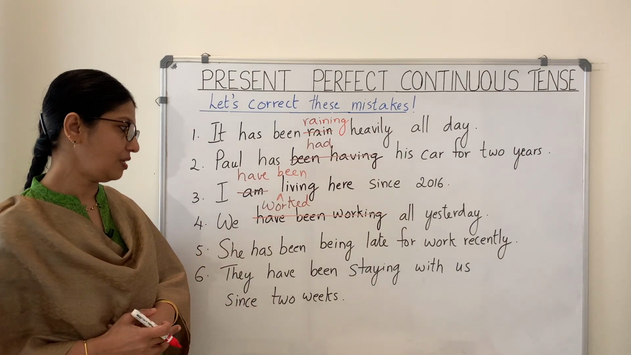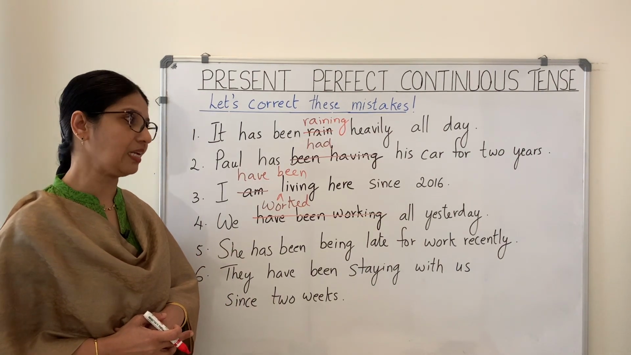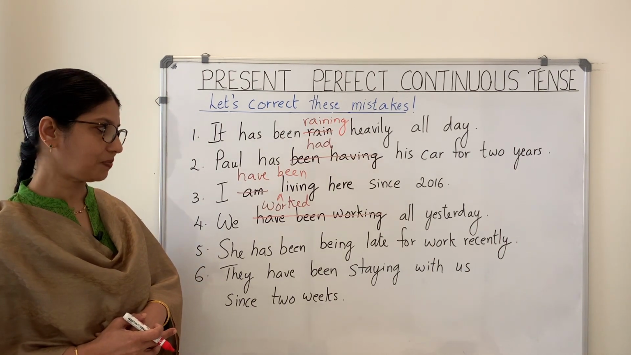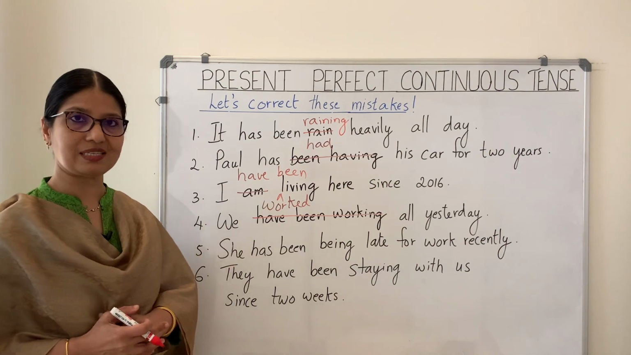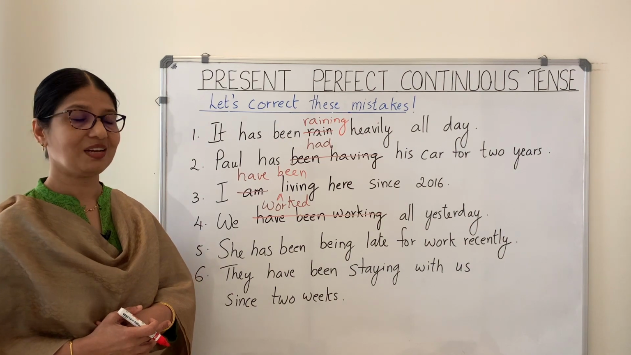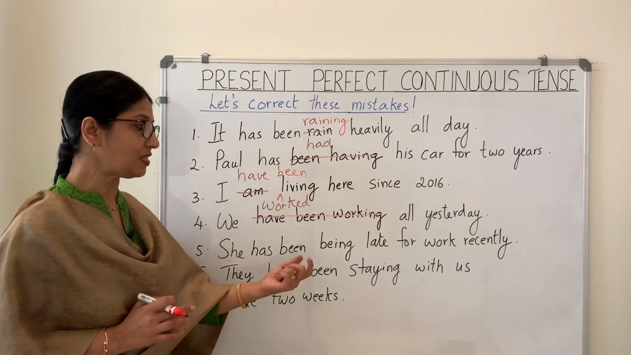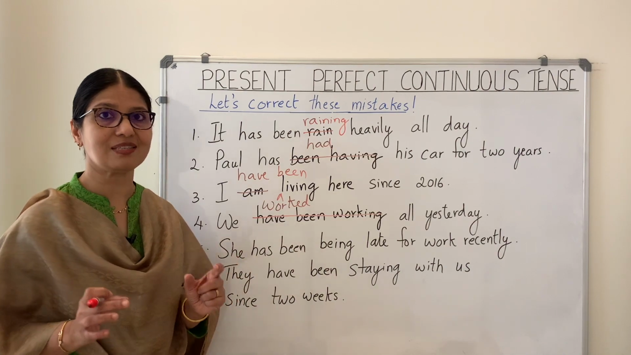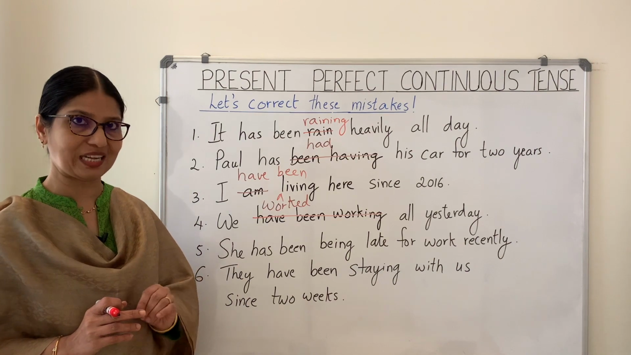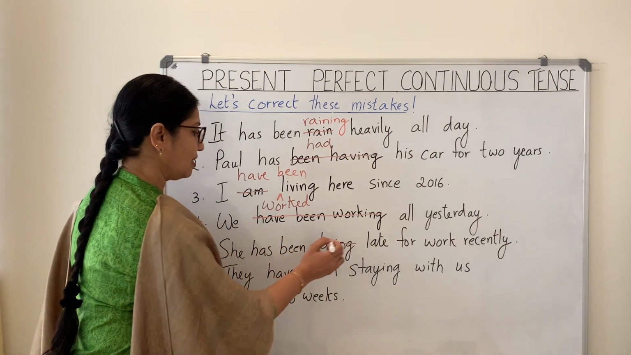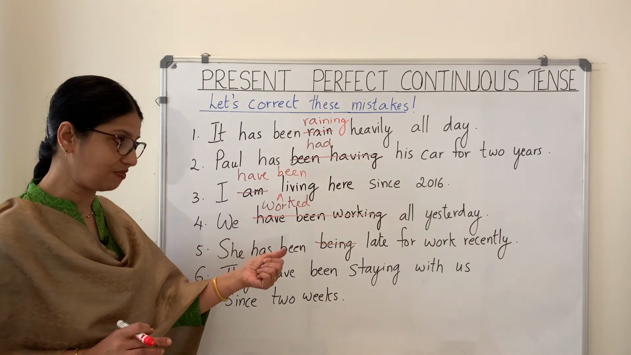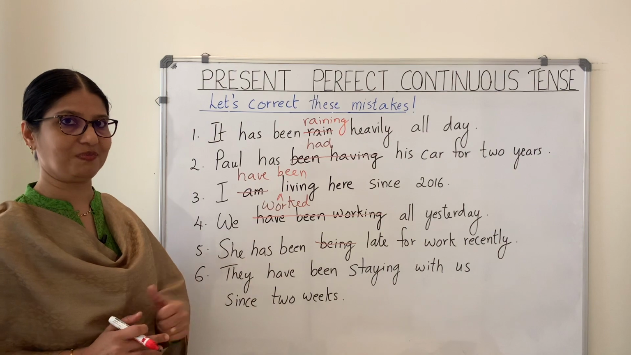The fifth one, she has been being late for work recently. In this case, you can see that I've used the word recently, so you might think that we should use the present perfect continuous form. But then, the verb used is being. Be is a stative verb, so we just use the present perfect simple form with that verb. So we can just say, she has been late for work recently. Because it's a stative verb, we cannot use the ing form.